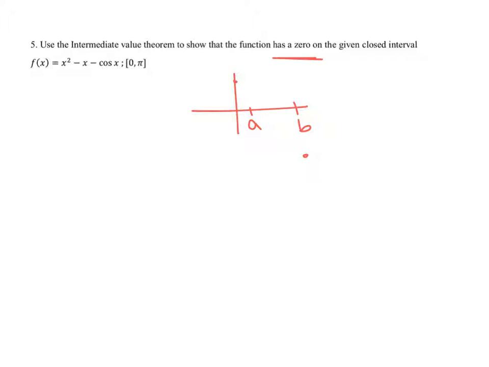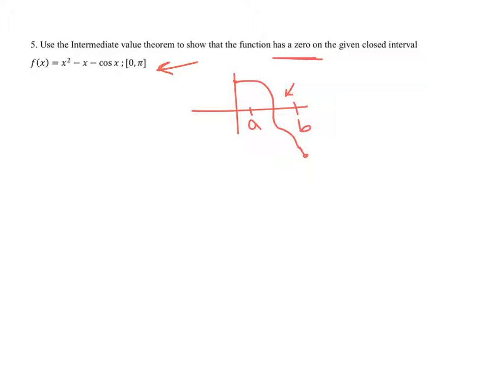Now, if the values of a and b are positive and negative, you must cross the x-axis at least once. So I'm trying to see if I get values out of this function on that closed interval that produce a negative and a positive, meaning I have to cross the x-axis, which has to give me a zero if you're crossing the x-axis.